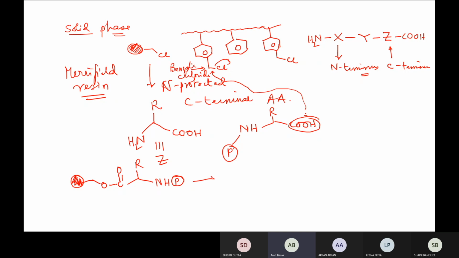The second step is what? You have to take the protecting group off, so that is deprotection. So if it is deprotection, then you have CO, O, this is your resin, and you have R, and you have NH2. Now you add the other, the middle one, the Y. The Y should have which one free, the carboxy or the NH2?